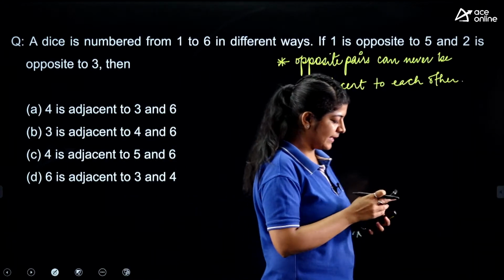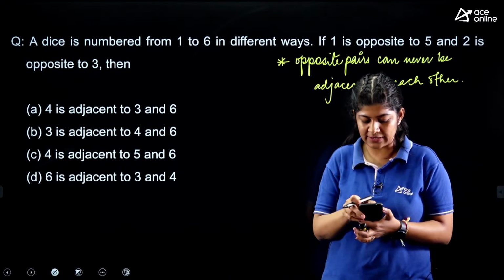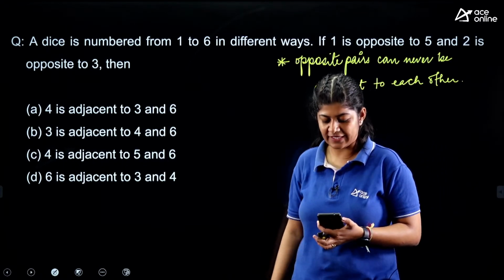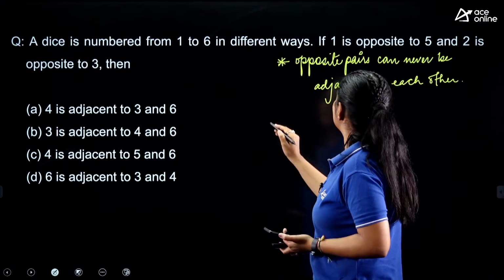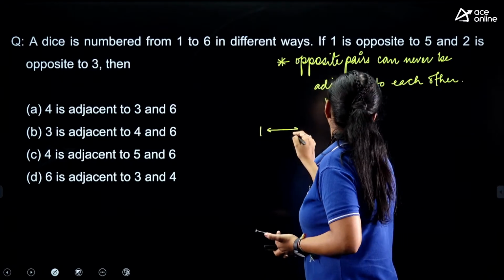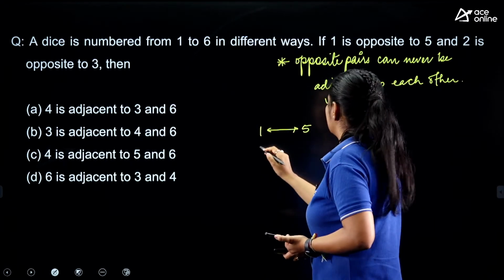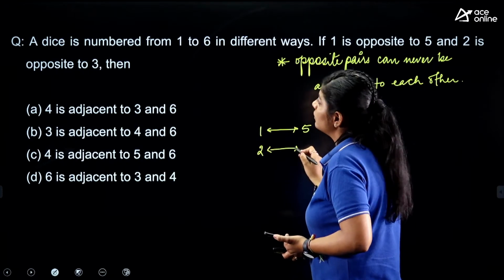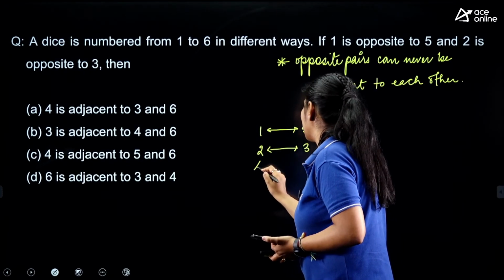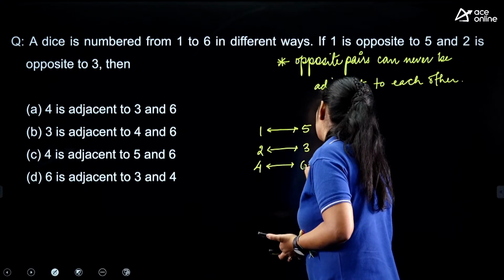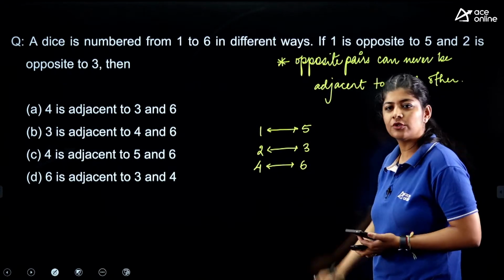So what answer are we getting? Anyone in the comment section? It's a very simple one. Here it is clearly given that 1 is opposite to 5, 2 is opposite to 3. So I can say that the remaining numbers are 4 and 6. So 4 is opposite to 6.